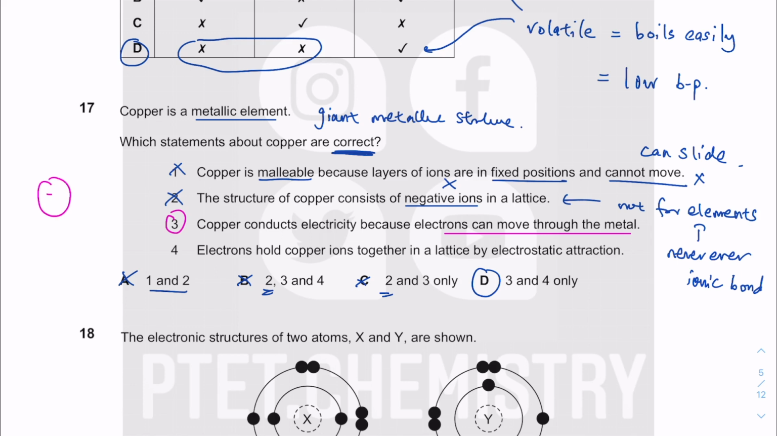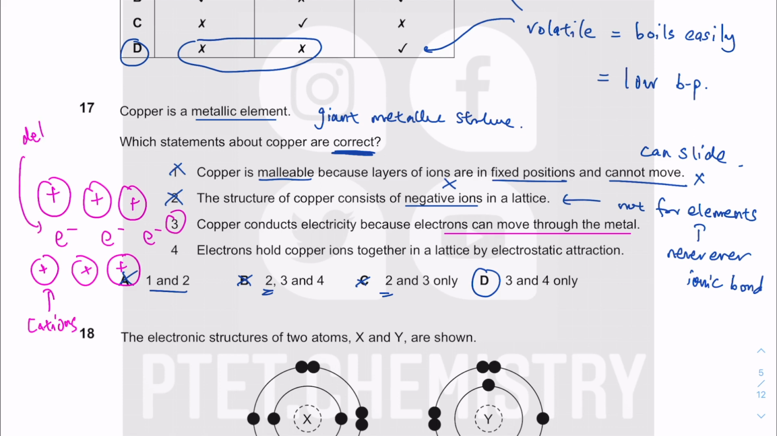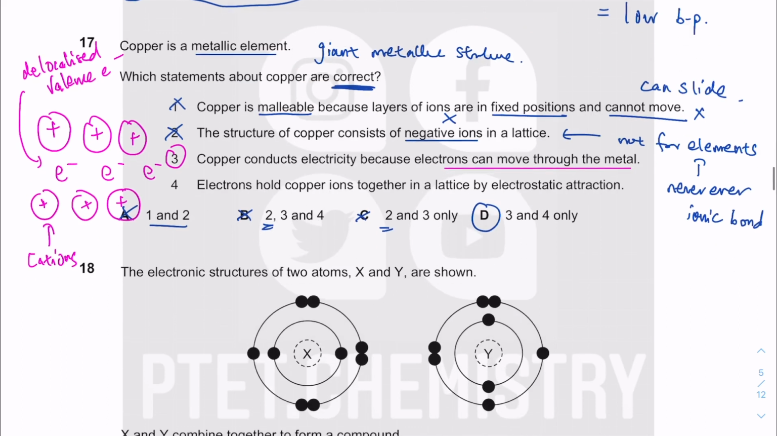So earlier we talked about the giant metallic structure, which you should be able to sketch easily and label. Okay, so my cations should be of similar sizes. So these are my metal cations, and these are my delocalized valence electrons. The attraction between the cations and the delocalized valence electrons, the electrostatic force of attraction, that is defined as metallic bond. Each chemical bond is to do with electrostatic force of attraction between something positive and something negative.